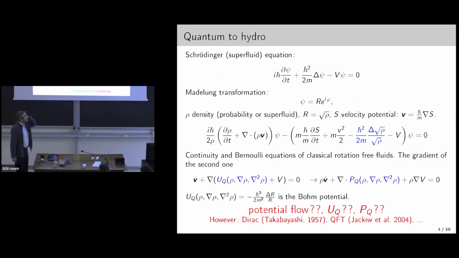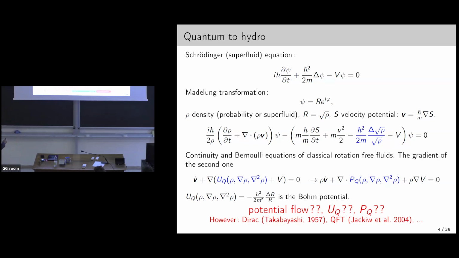The second point goes back to Madelung, also a long time ago, I think some months after Schrödinger had written the Schrödinger equation. Madelung introduced this kind of polar decomposition into amplitude and phase, and the Schrödinger equation was transformed into this form. This is the imaginary part, this is the real part. This is very well known, I think, since then.